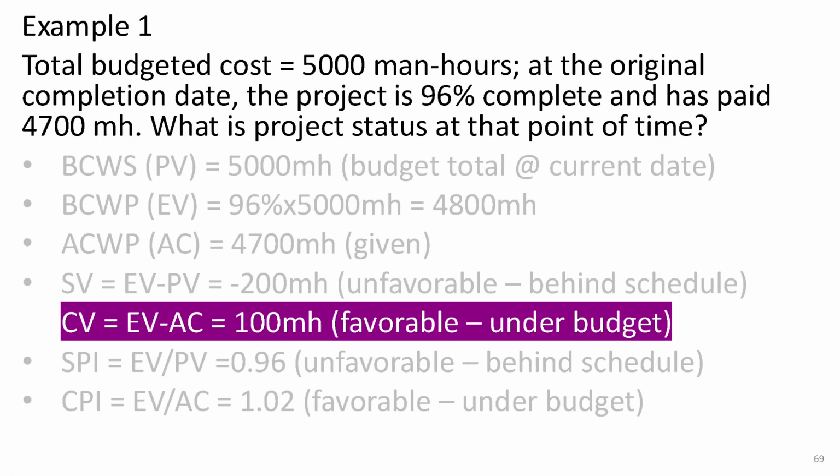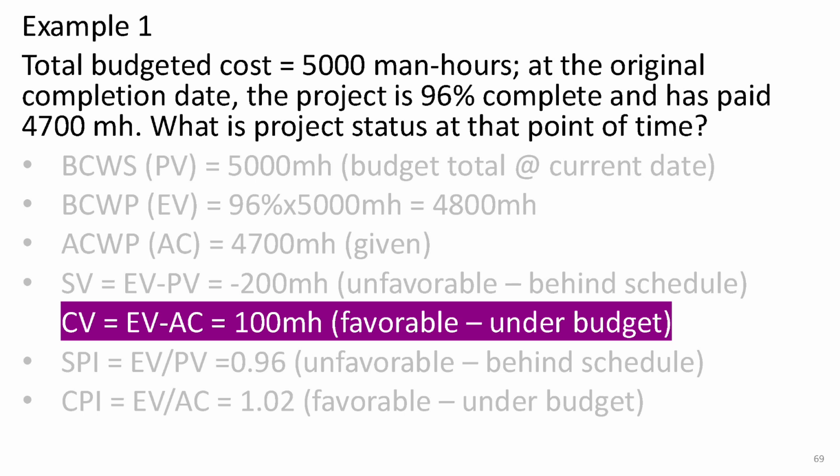Next, cost variance, CV, tells us if we're over or under budget. We calculate this by subtracting the actual cost, AC, from the earned value, EV. Here, 4,800 man-hours, EV, minus 4,700 man-hours, AC, gives us 100 man-hours. This positive value means the project is under budget by 100 man-hours, which is favorable.